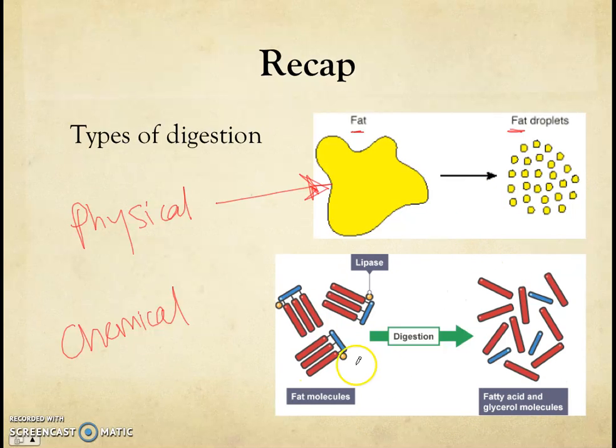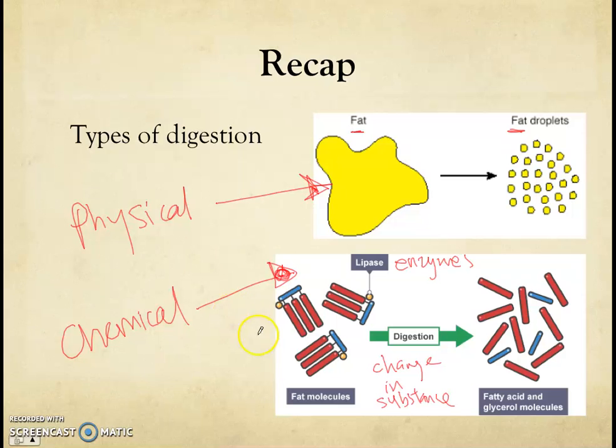Now, in the second case here, we see another kind of digestion where fat molecules are being broken down into fatty acids and glycerol. And in addition, there's lipase acting on the fat molecules for this to happen. This, if you recall, is chemical digestion. Firstly, because there are enzymes involved, in this case lipase, and secondly, because there's a change in substance. From fat, we are producing fatty acids and glycerol molecules. Please recap this because it will be very important as we talk about how food moves through the alimentary canal.